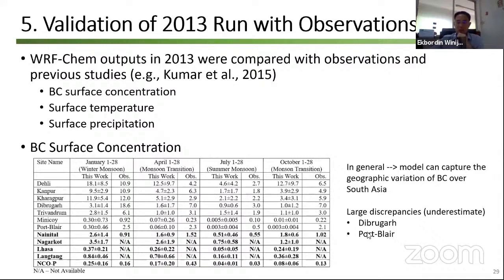Anyway, we can see some large differences in terms of underestimation at some monitoring stations. When we compare the concentration with the model output, it's going to be different. But in general, it shows the model can capture most of the black carbon concentration.